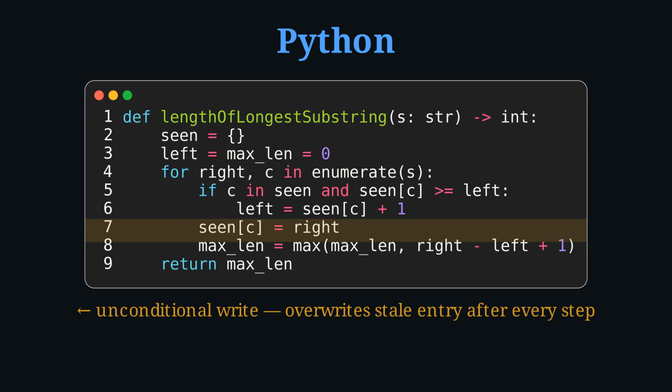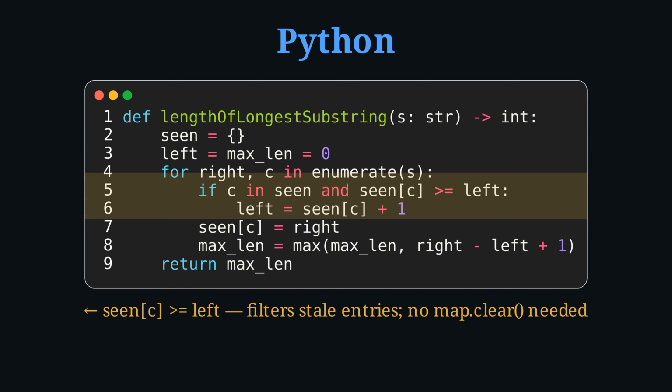Second, the seen[c] >= left guard before the jump. We never clear the dict between windows. Entries from before the current window survive in memory. This single comparison silently filters them out. If the stored index is below left, skip the jump and let right keep moving. No clearing, no resetting, just one comparison.